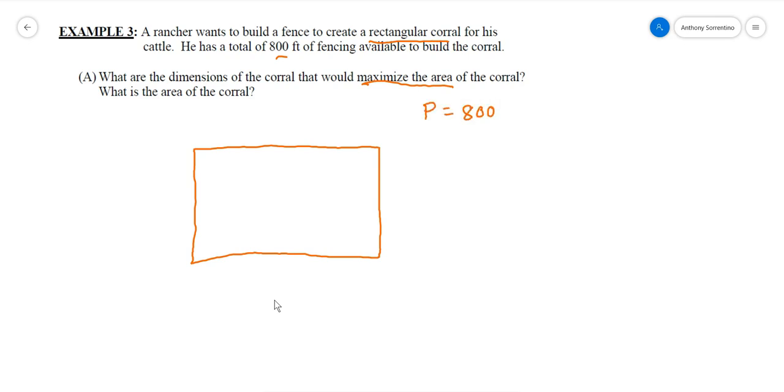We have 800 feet of fencing, which means the perimeter of this has to be 800 feet. I'm assuming I'm using all 800 feet of this fencing with nothing left over. So, I have a length, a width, a length, a width, and the perimeter is 2 lengths plus 2 widths. That should total 800.